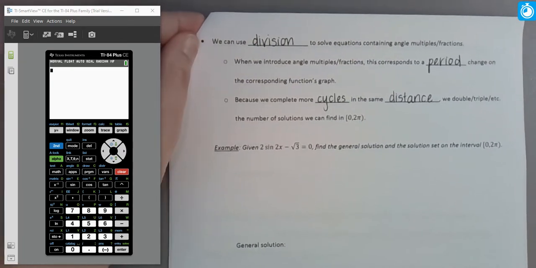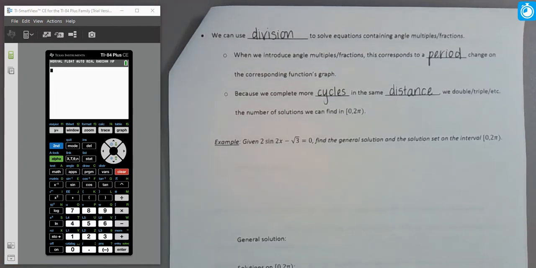If we change the period, then we change how many cycles we get from 0 to 2 pi. If we complete more cycles from 0 to 2 pi, then we also add on additional solutions within that same distance because the solutions are repeating more quickly. Now we're also going to have to take a slightly different approach to finding the general solution.